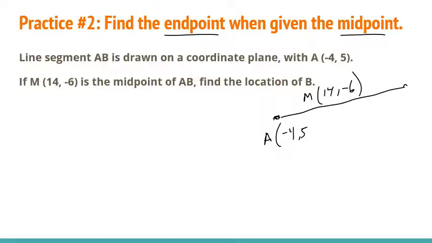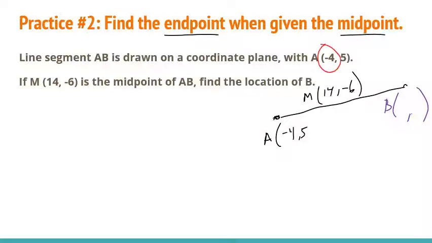And then B is over here. And this is what we don't know, right? This is what we're trying to figure out. Now, I didn't draw this to scale. I just gave you a little visual to map it out. But what we're trying to figure out is what are the coordinates of B? What's the location of B? So we have a couple options here. The first thing we can do is use the midpoint formula in reverse.